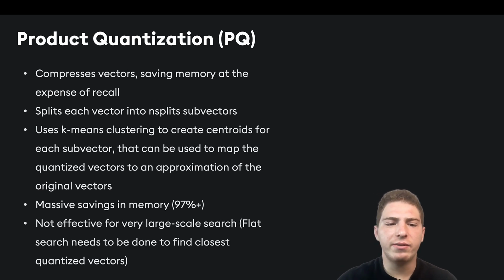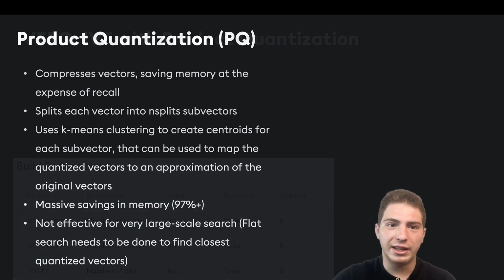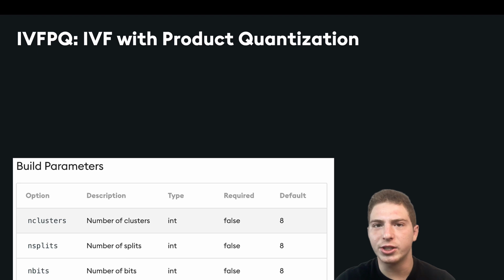It's not very effective in terms of pure product quantization, because if we just do product quantization, we still need to do a flat search when we're doing inference. And there has to be a better way. And that is combining IVF with product quantization to get ivfpq.